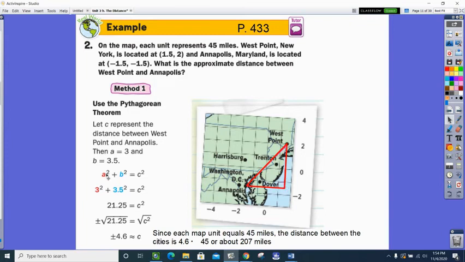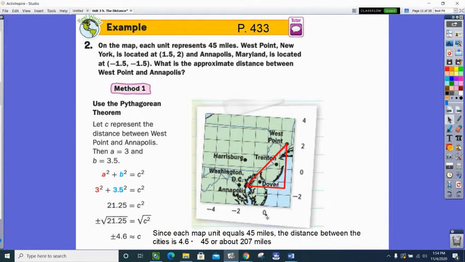Those will be your legs, and we're going to use the Pythagorean Theorem. So on a map, each unit, each block here represents 45 miles. That's called a key on a map. West Point, New York, is located at 1.5, 2.